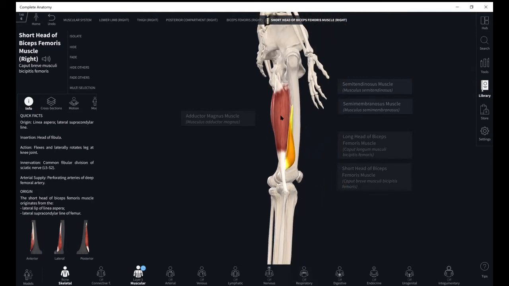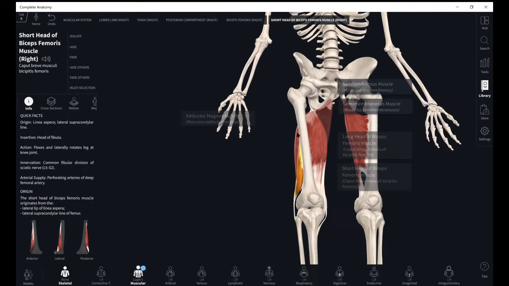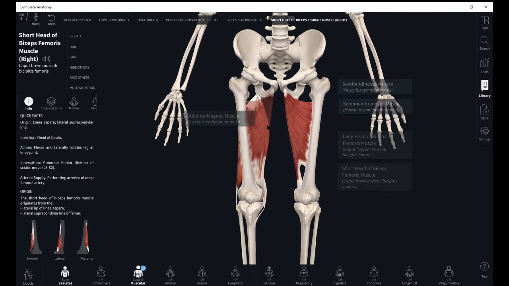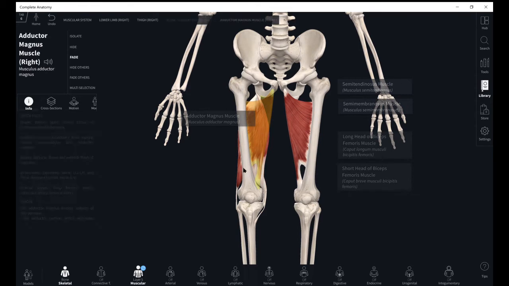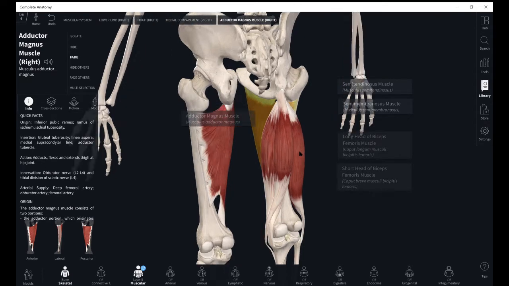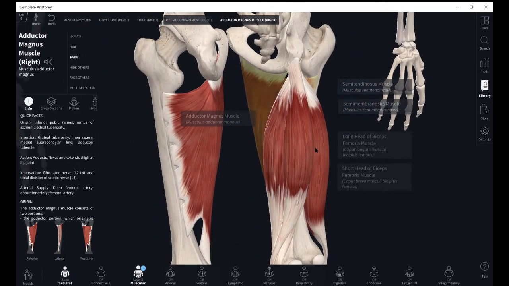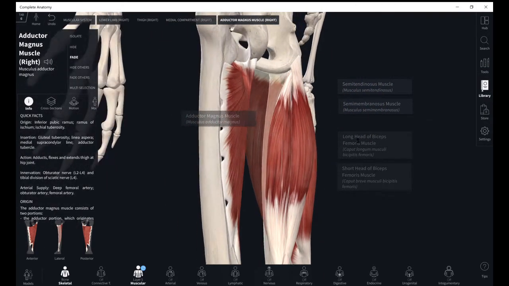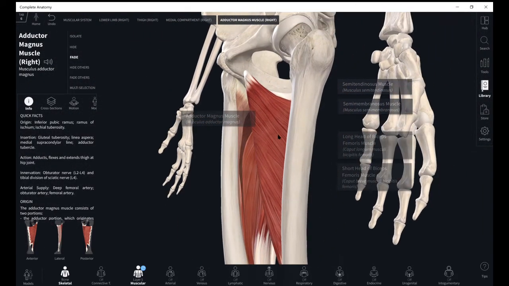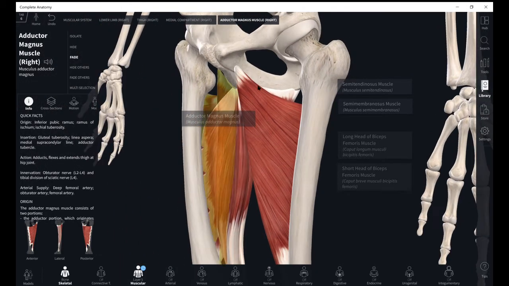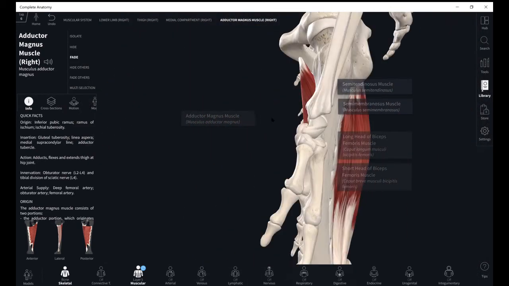Now we move on to the adductor magnus, and I'm going to look at it first in relation to the biceps femoris, the hamstring group. So let me zoom in here. The adductor magnus, as the name implies, covers a lot of territory. It's a large muscle. As we look at its origin, you can see it on the anterior part of the pelvis, following the inferior ramus all the way around.